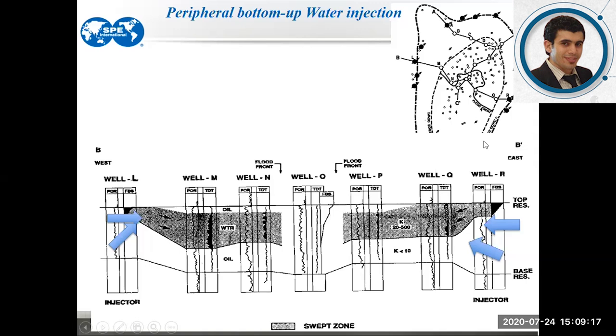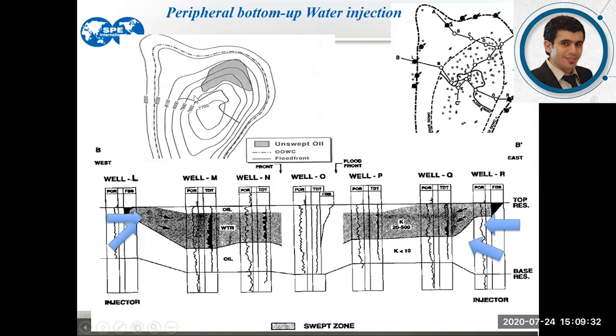So areally there was competency and efficiency, but vertically there are some problems due to the quality of the layer. So they drew a flood front, and that was the original oil water contact, and that is the area that was displaced by the oil water front, and the oil water front is progressing and developing towards the producer wells. But the problem is that they noted some portions of the reservoir, in the top side and the bottom side, that are still unswept oil, and some considerable remaining reserves are still existing and trapped in the reservoir.